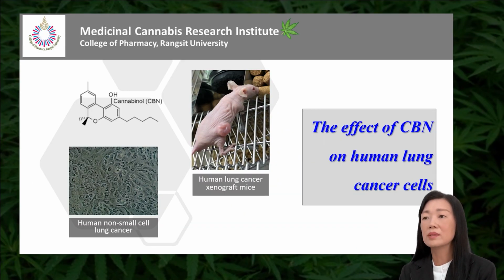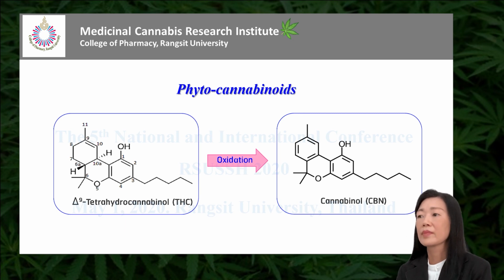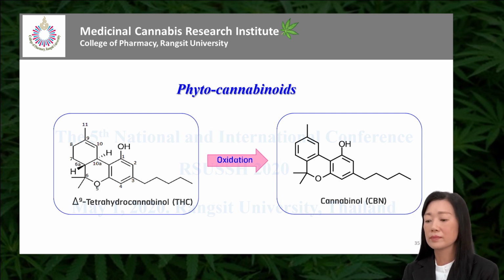The next study is the effects of CBN on human lung cancer cells. CBN is a non-enzymatic oxidative byproduct of THC, mostly found in aged cannabis samples. CBN is a mildly psychoactive cannabinoid. CBN demonstrated anticonvulsant and anti-inflammatory effects, produces sedation when combined with THC, and inhibits some cancer cells.